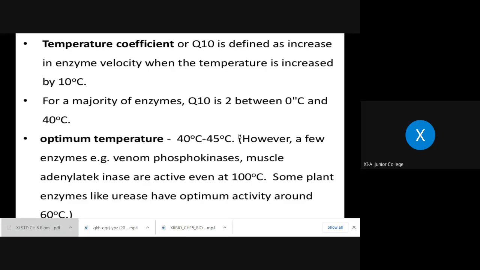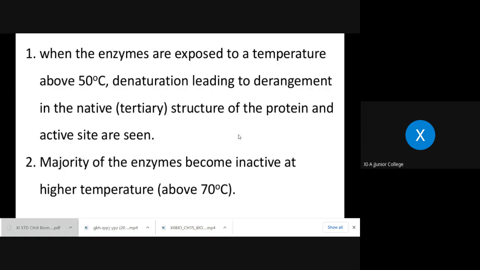So there are some exceptions, but in general the temperature considered optimum is 40 to 45 degrees Celsius, and at this optimum temperature enzyme activity is maximum, at the highest speed. When enzymes are exposed to a temperature above 50 degrees Celsius, denaturation occurs, leading to rearrangement of the native tertiary structure of the protein, and the active sites are lost. The majority of enzymes become inactive at higher temperatures. So as the temperature increases, denaturation of the enzymes takes place. That means their original form gets changed.